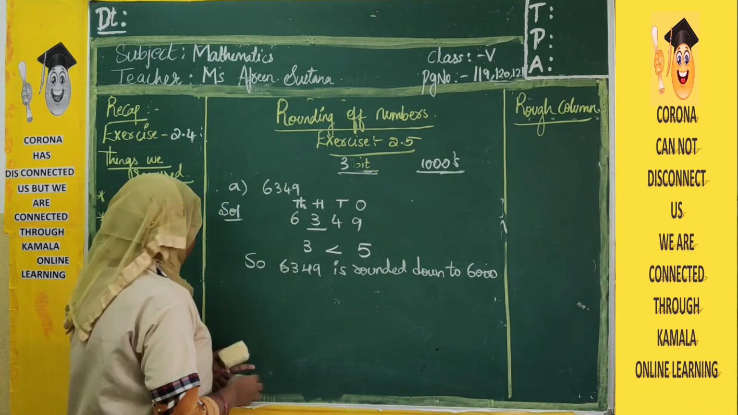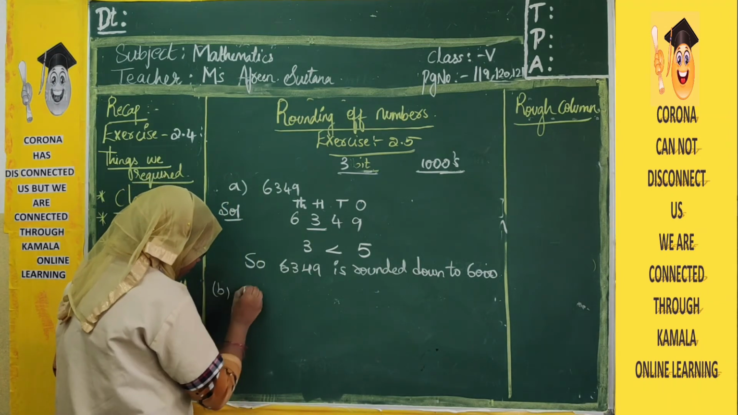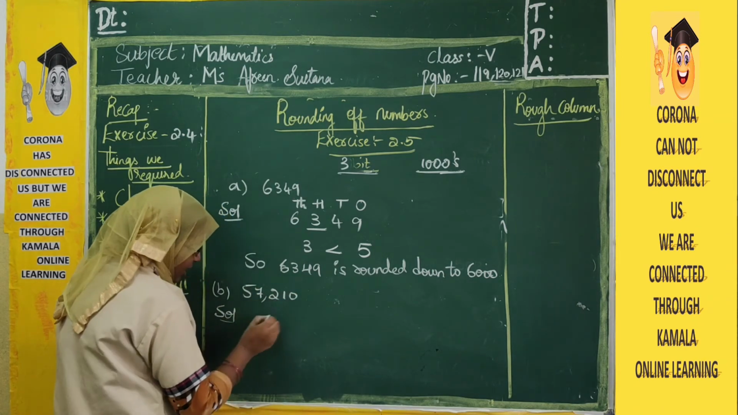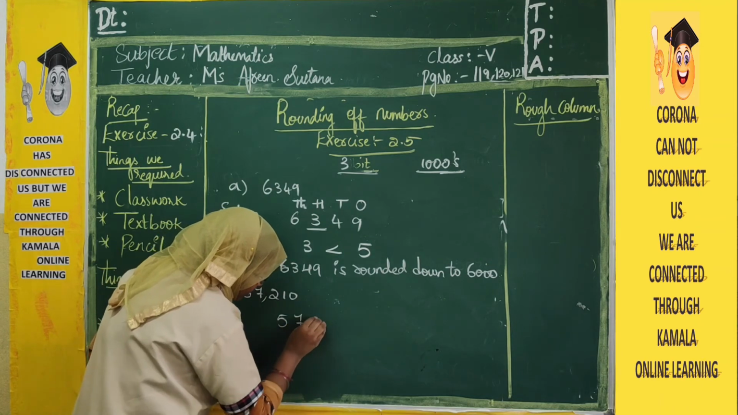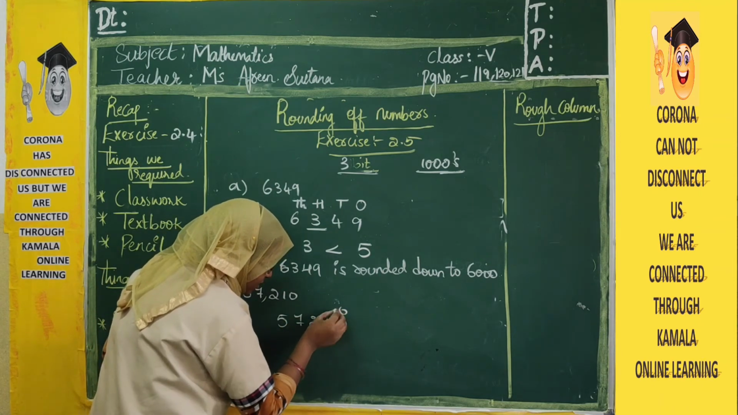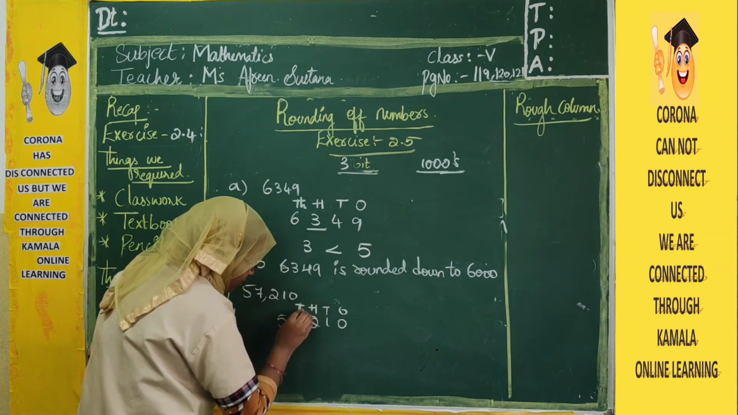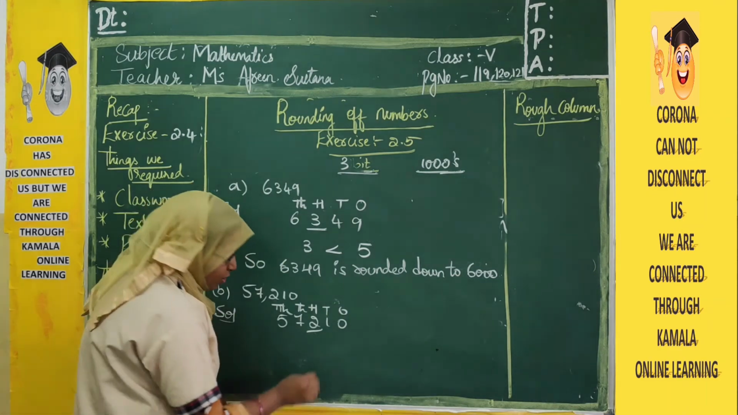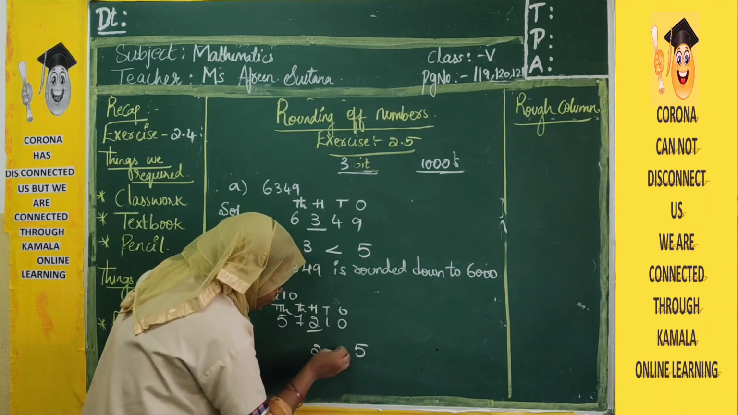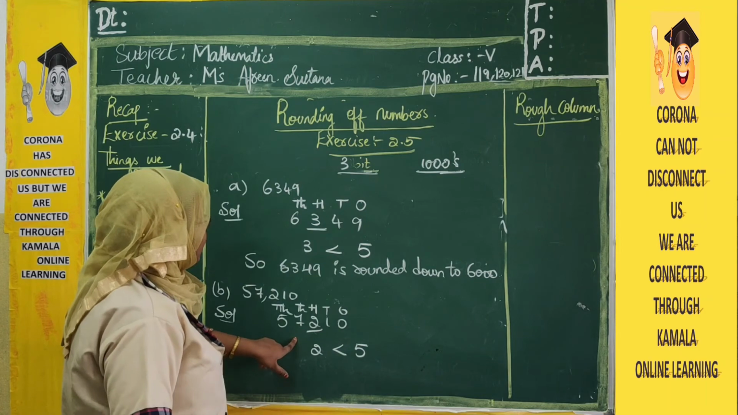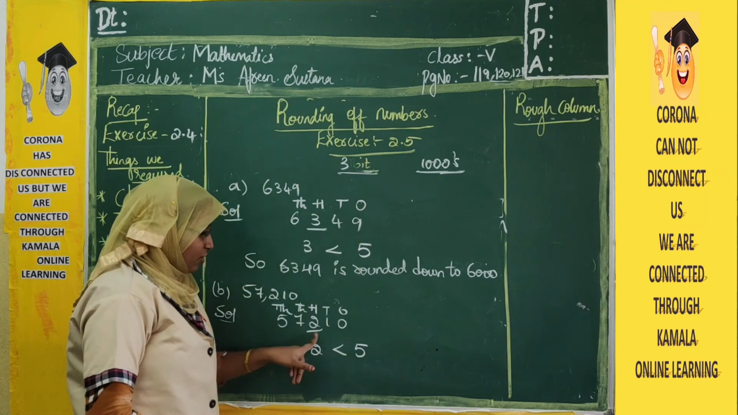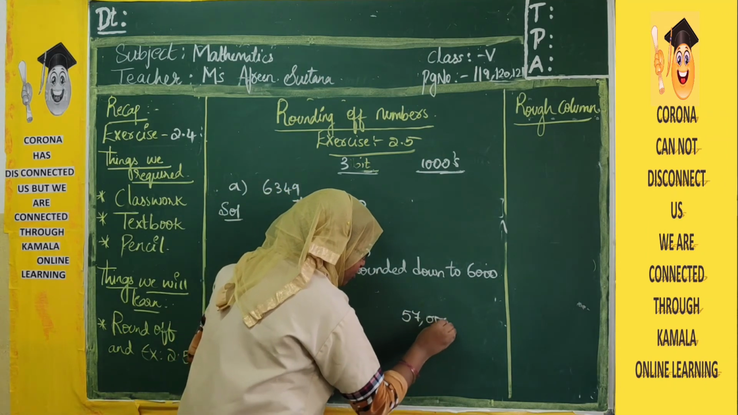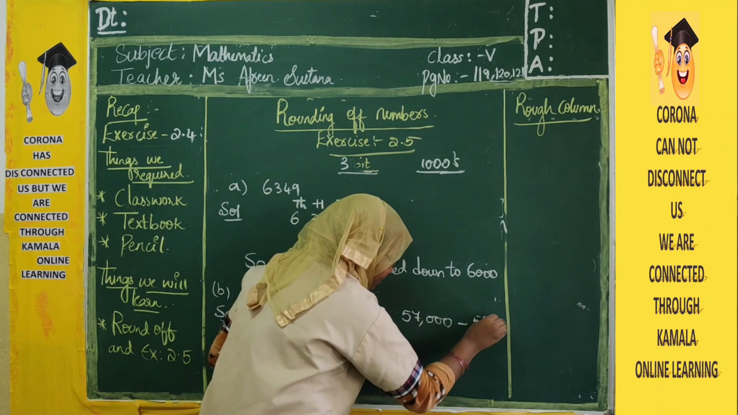That is 57,210. Again, we will consider the digit at hundreds place. Ones, tens, 100, 1000. This is 10,000. The digit at 100 place is 2. We will compare 2 with 5. As 2 is less than 5. This is thousands. So 57,210 lies between 57,000 to 58,000.